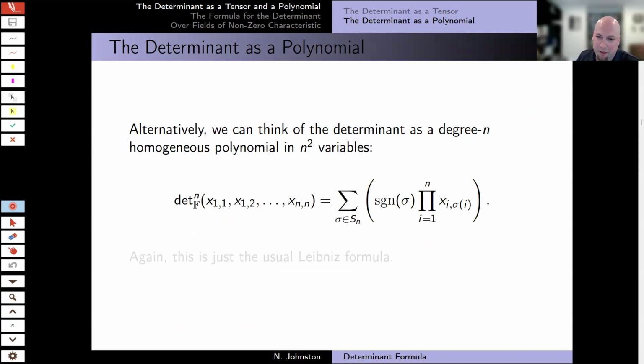Okay, so I'm going to build up to another notion of rank as well now. It's a little bit different, but sort of has the same high-level idea. Okay, and to do this, I'm going to shift focus. I'm going to think of the determinant now as a homogeneous polynomial.